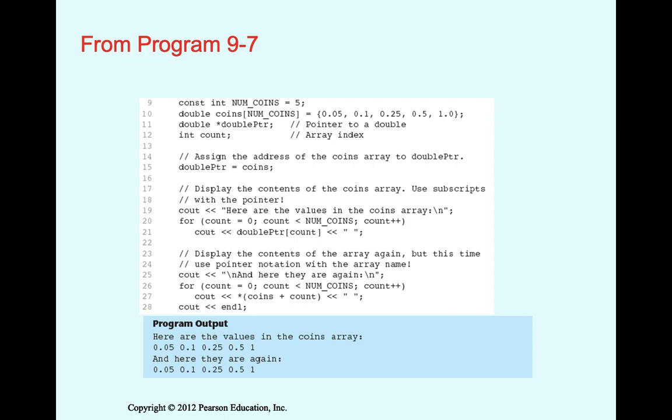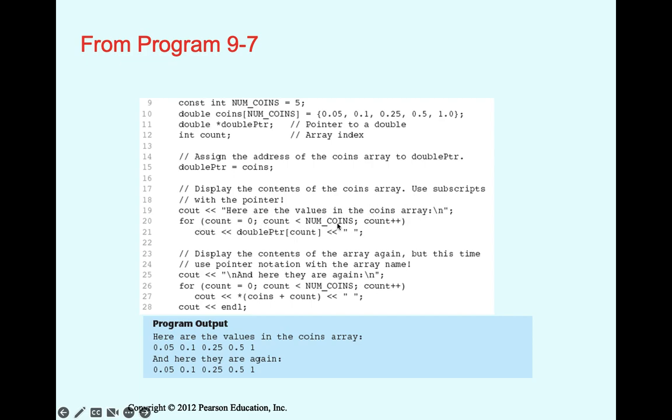So this is another example. We have an array of doubles, okay? The name is coins, and we define a double pointer. So a double pointer means a variable that can hold the address of a double, okay? And we have int count. We make the double pointer point to the array, okay? And now we print the values of the coins array.